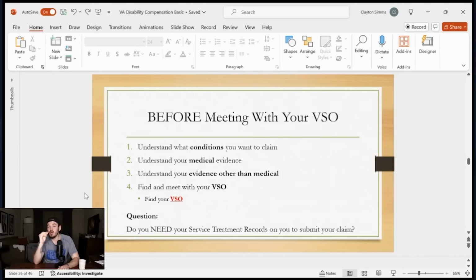The answer is no, you do not. Is it advantageous to have your service treatment record so that way you can actually see your exit exam and your health assessments and all the other complaints you have? Sure, but you don't need them on you to submit that claim. The VA is going to get them anyways, even if you submit it with your claim. Doesn't matter. The VA is going to get those records. So no, you do not.